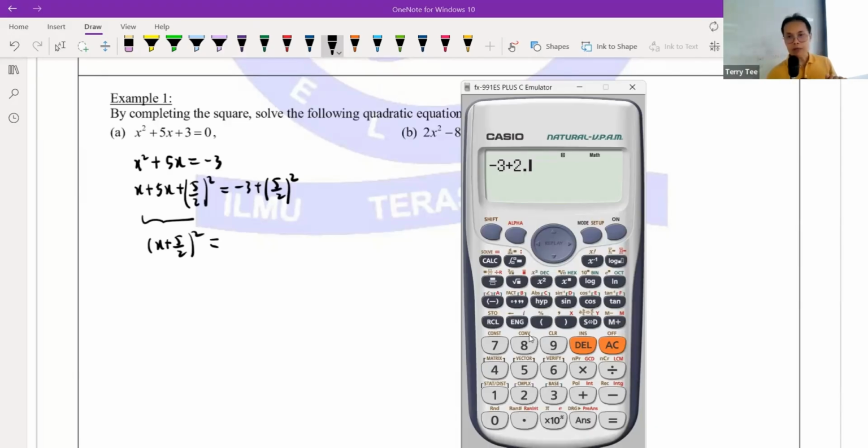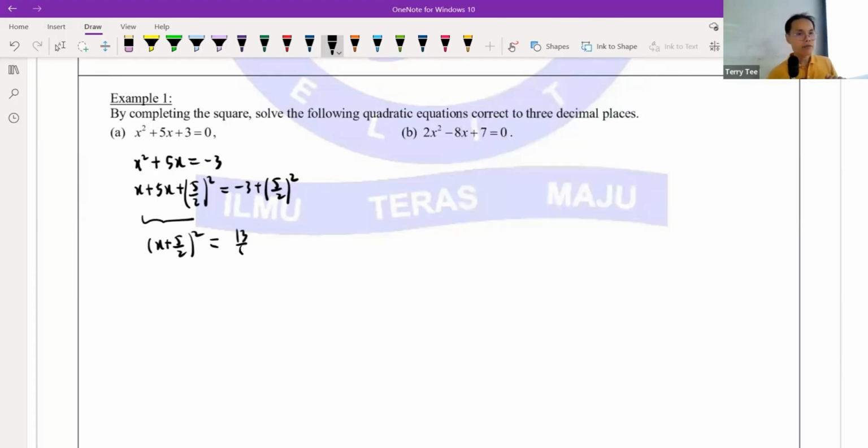5 over 2 is 2.5. You square it. Okay, what would you get? 13 over 4, right? And from here, we can square root it. Every time you square root, there's a plus minus. But for 4 we can square root directly, so I put a 2. My x will be -5 over 2 plus minus square root 13 over 2.